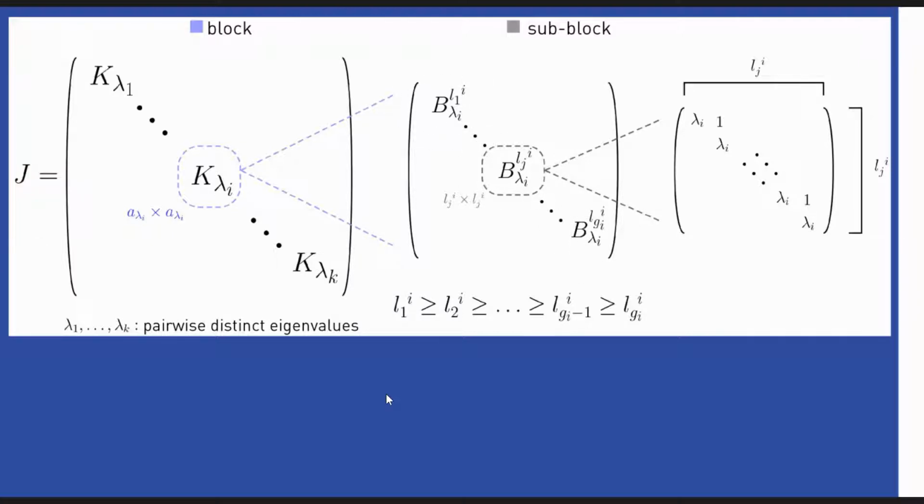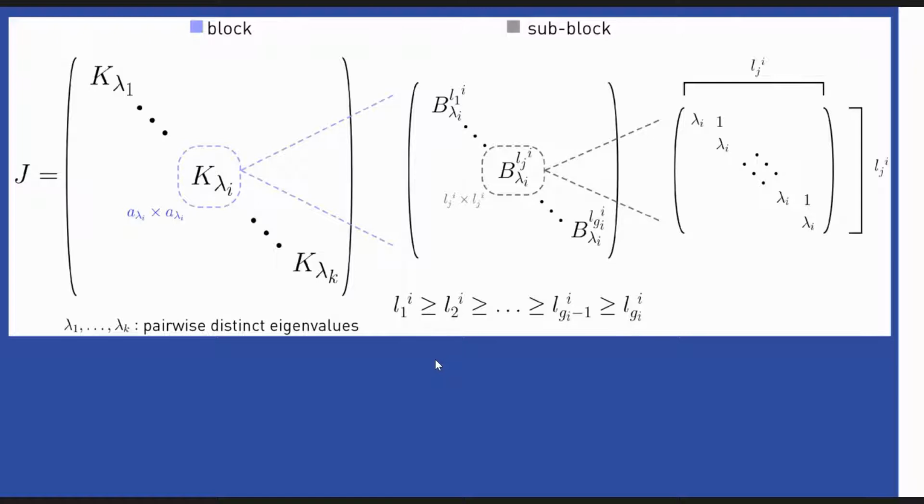Okay, I will repeat it one more time. On the diagonal of the Jordan normal form J, we have these larger Jordan blocks that are of length a_lambda_i, which is the algebraic multiplicity of the eigenvalue lambda_i. Each of these larger Jordan blocks is itself decomposed into smaller Jordan subblocks of some length l_j,i we don't know yet. And everything that is left empty here is just 0. So every empty entry here is just equal to 0.